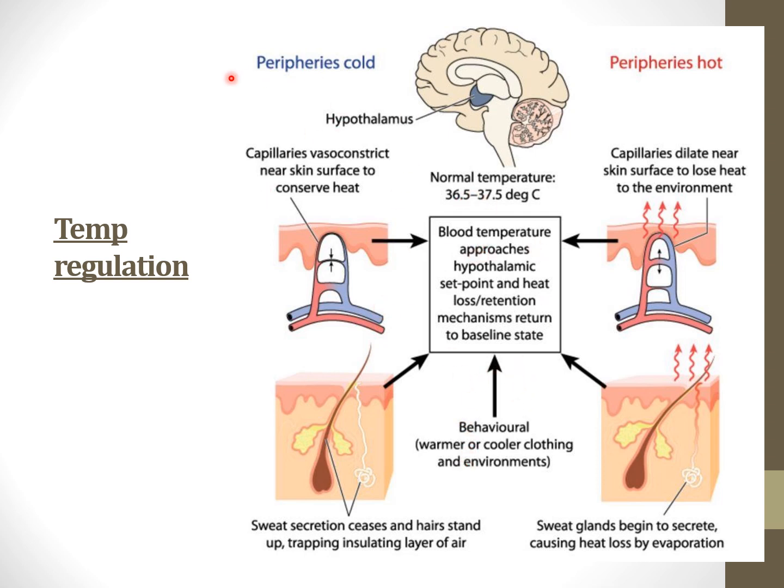On the other hand, when the peripheries are cold, just imagine, look at this, the peripheral capillaries under the skin undergo vasoconstriction. And again, look at this, the sweat glands are all closed. Therefore, the evaporation is closed. And therefore, heat is retained in this condition. And this is happening through the posterior hypothalamus, and the previous one was happening through the anterior hypothalamus.